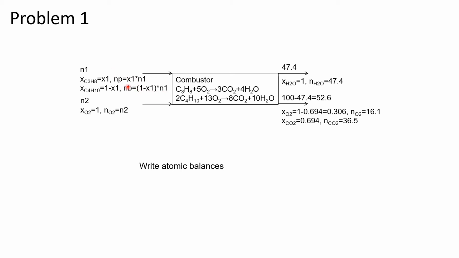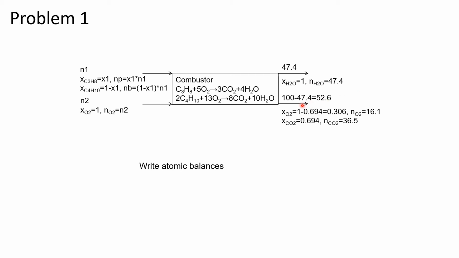But we're going to use NP and NB instead. Now the product stream, the stream produced by the combustion reaction, we're going to split into two. The first is just the water, so the composition of water in the stream is 1. We're told 47.4% of the total gas that leaves, so of our basis of 100, is water. That's the composition of it, so the total flow rate is 47.4. The composition is 1, so the flow rate of water in the stream is 1 times 47.4.